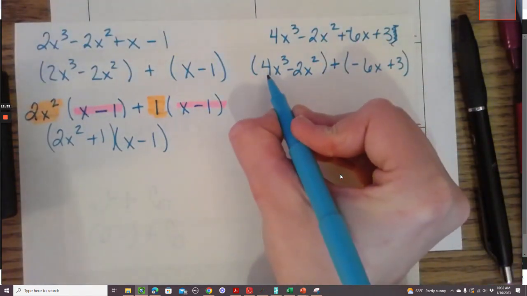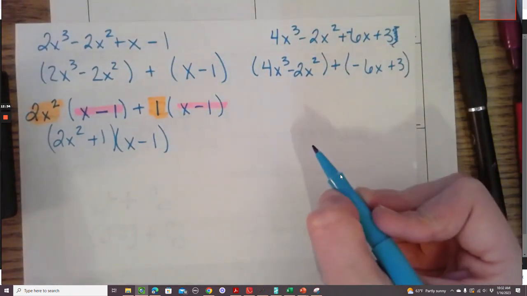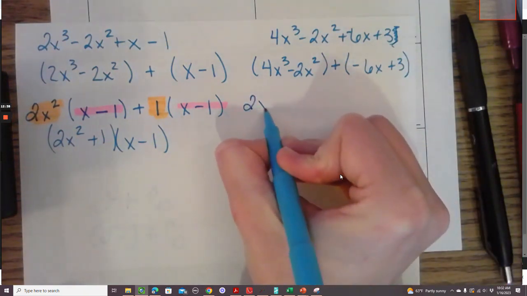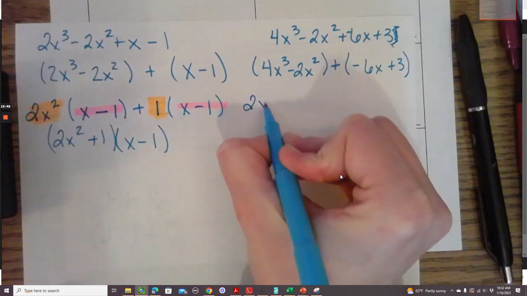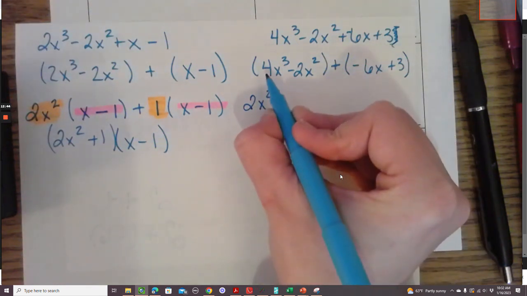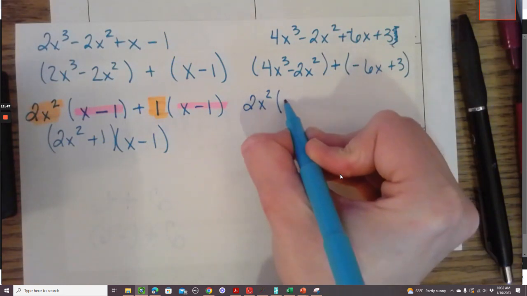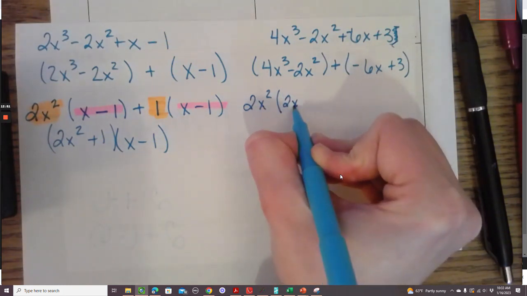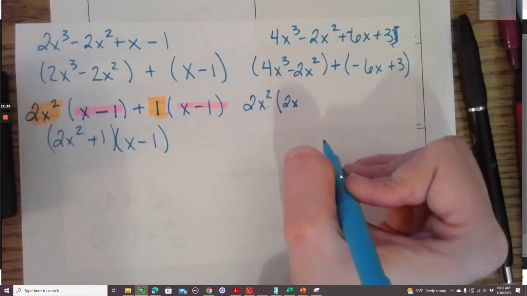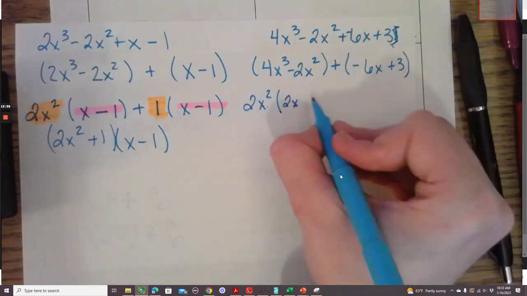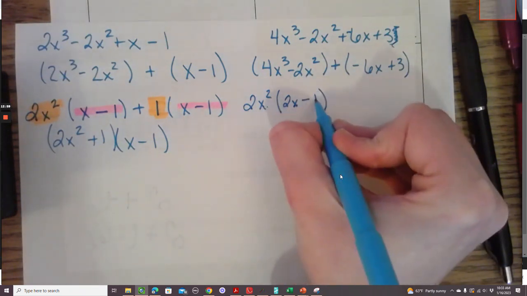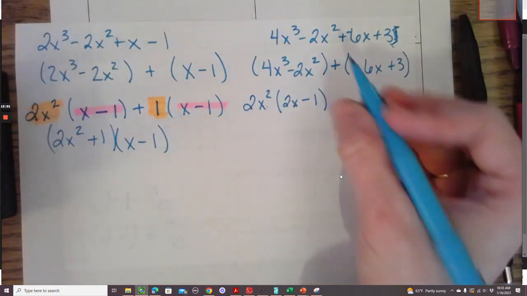Okay, so common factor of the coefficient, 4 and 2. What's my common factor? 2x squared. Sorry, it froze. So, to make it into a 4, I need another 2. 2 times 2 is 4. X squared times x gives me x cubed. And then a negative 1, because 2x squared times negative 1 gives me the negative 2x squared.